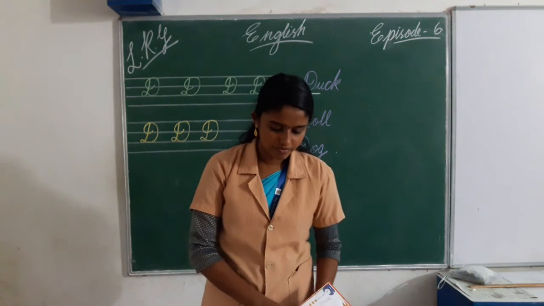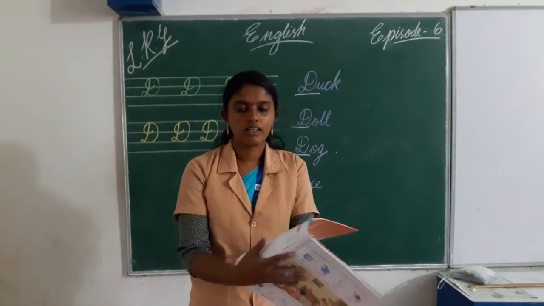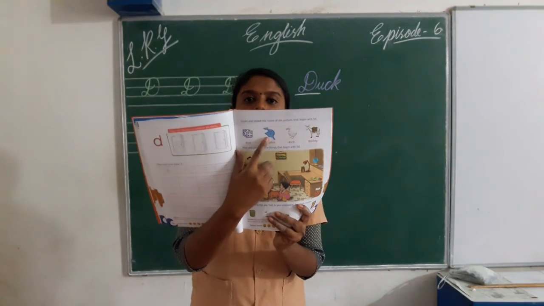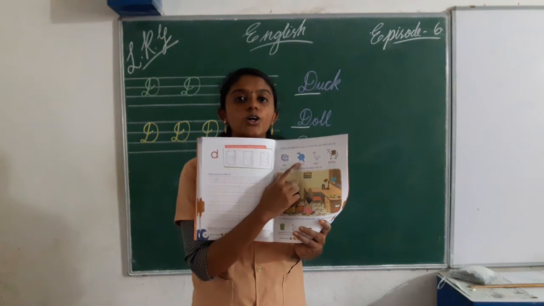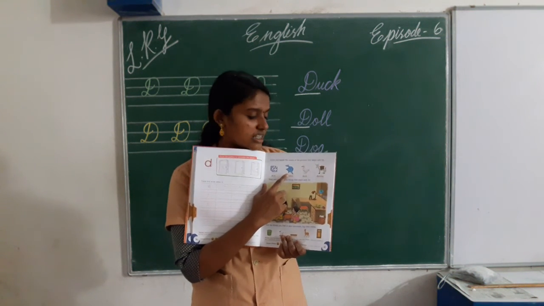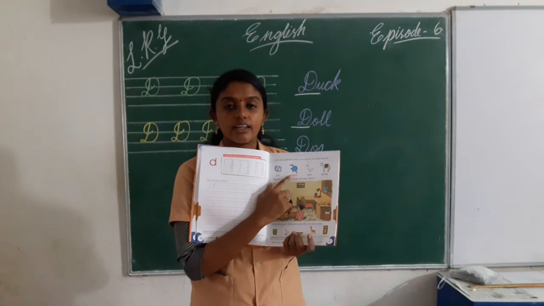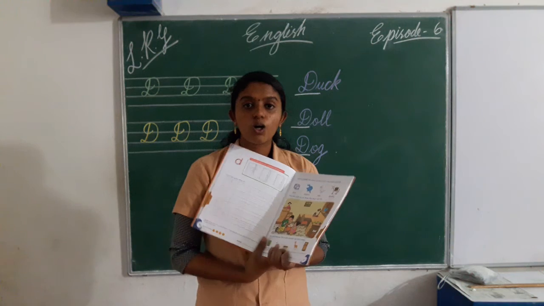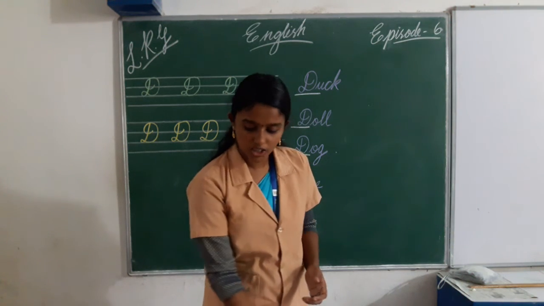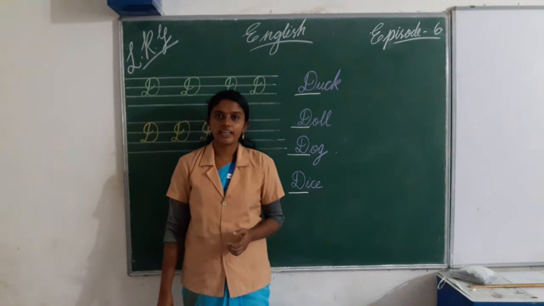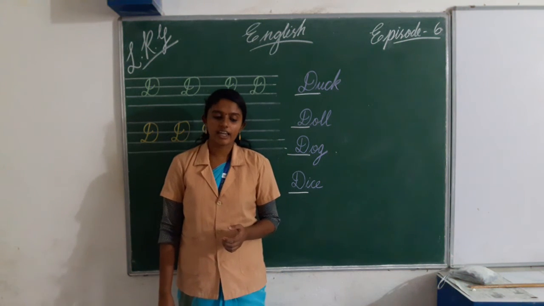Next one. What is this? Can you see this? D for dolphin. What is this? It's a fish. Dolphin. D for dolphin. What is the spelling of dolphin? D O L P H I N.